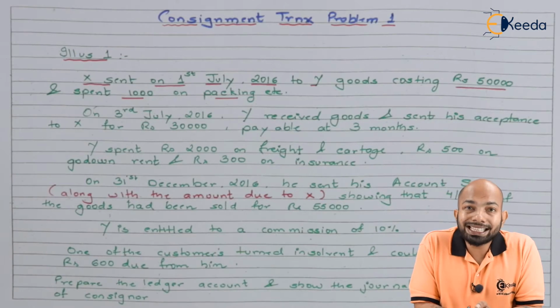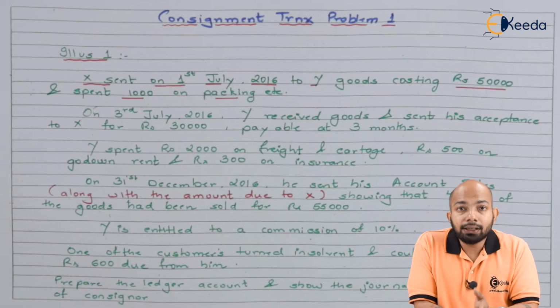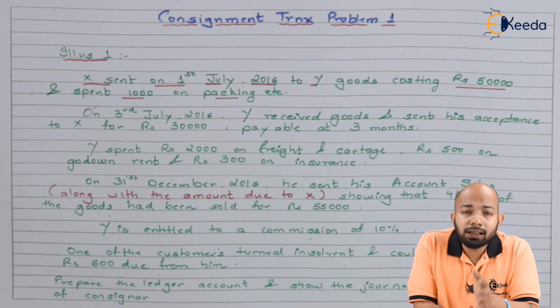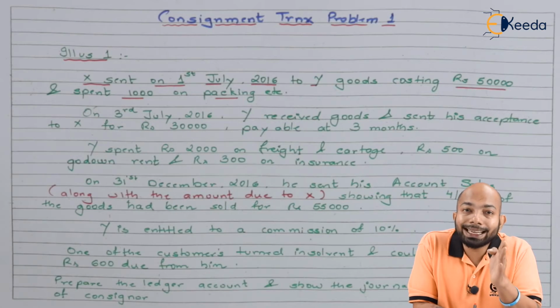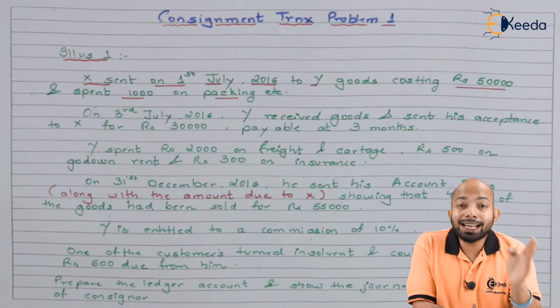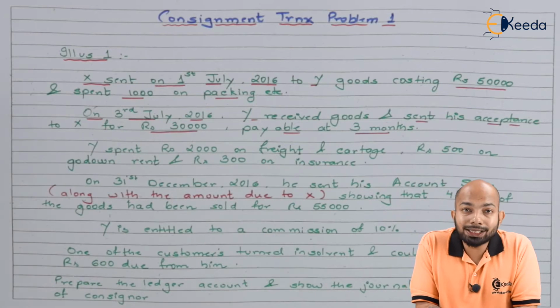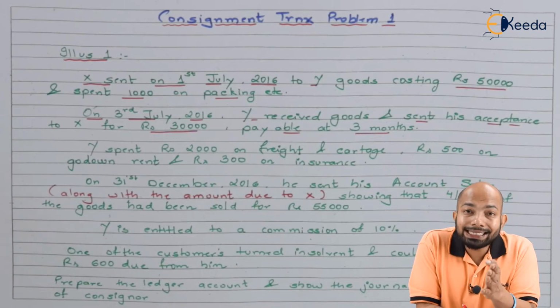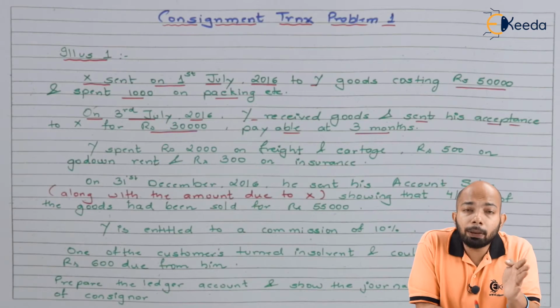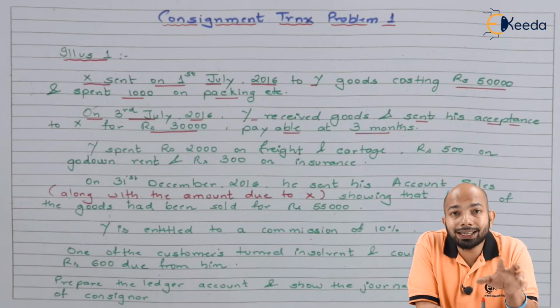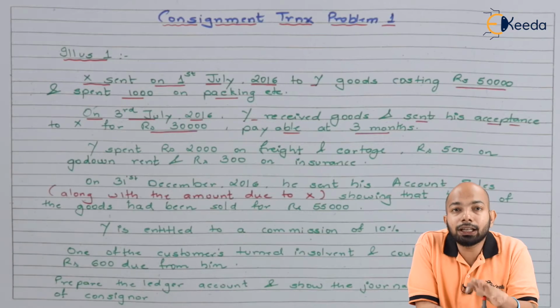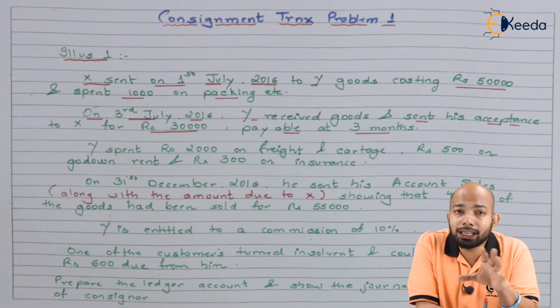On 1st of July 2016, X, that is the consigner, sent certain goods to Y, who is the consignee, amounting to rupees 50,000 and spent rupees 1,000 on packing, etc. That means this is an expense borne by the consigner for packing those goods and sending them to Y. On 3rd of July 2016, Y received the goods and he sent his acceptance to X for an amount of rupees 30,000, which is payable at 3 months. That means a bill of exchange was sent to X stating that 30,000 will be paid within 3 months.